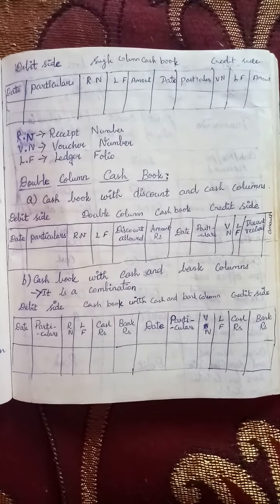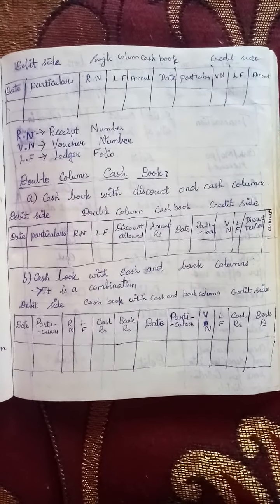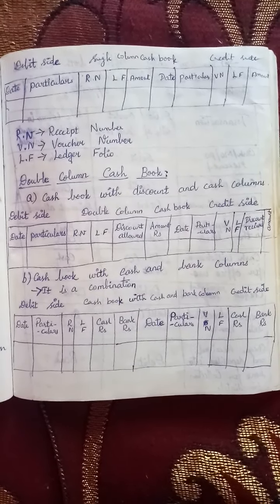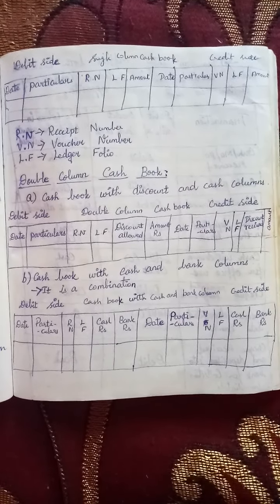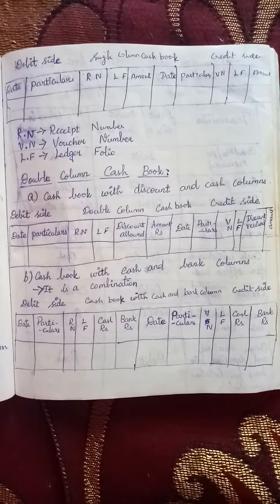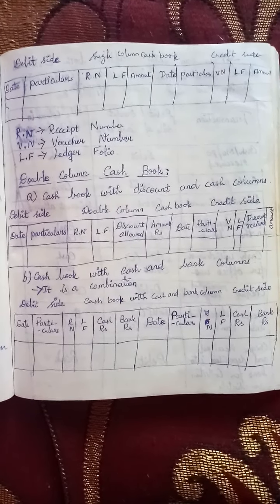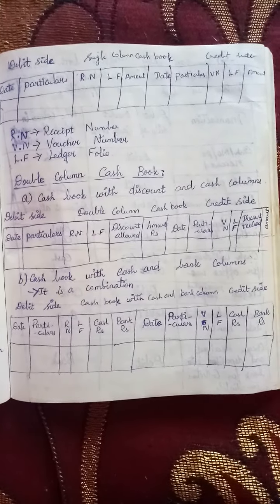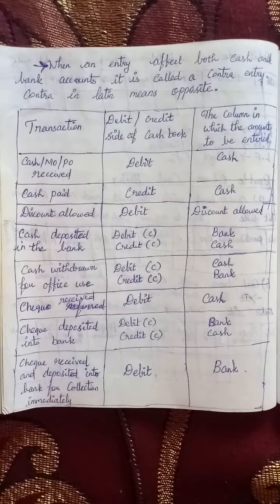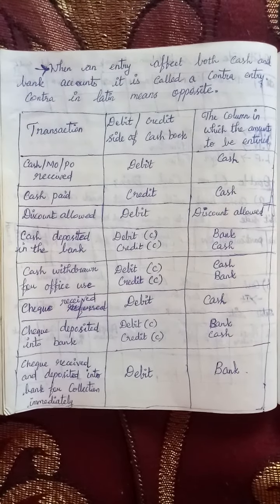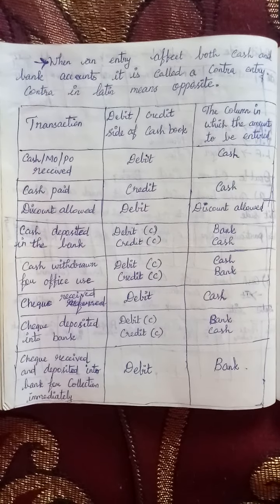Then cash book with cash and bank columns. It's a combination. Here the debit side has date, particulars, RN, LF, cash in rupees and bank in rupees. And the credit side has date, particulars, VN, LF, cash in rupees and bank in rupees. When an entry affects both cash and bank accounts, it is called a contra entry. Contra in Latin means opposite.